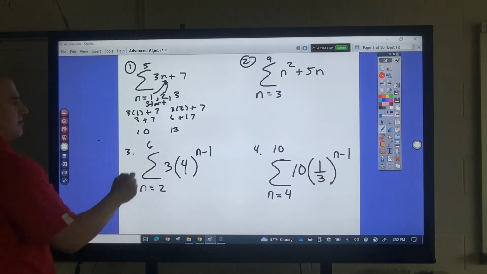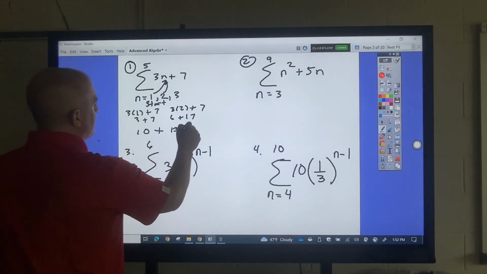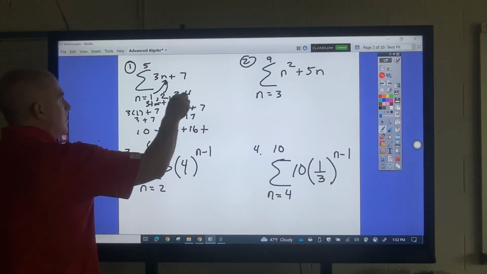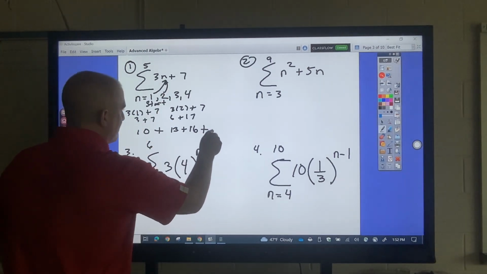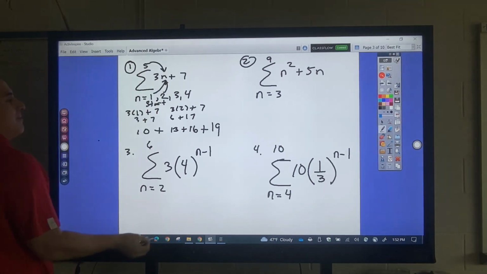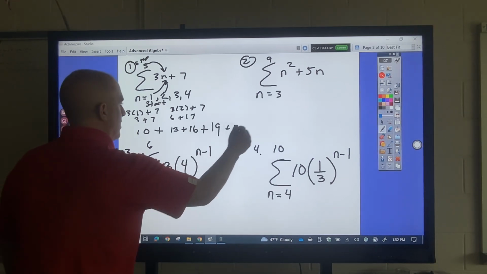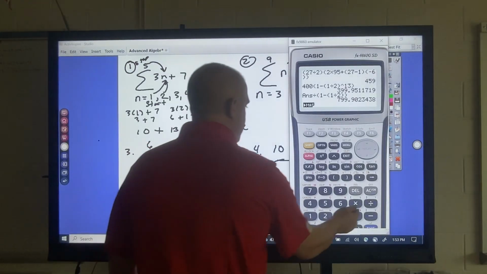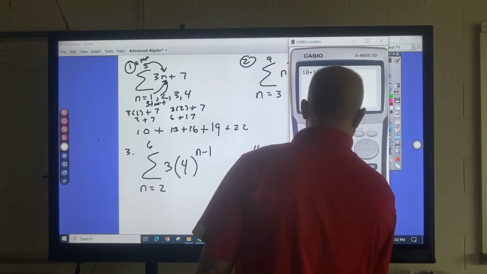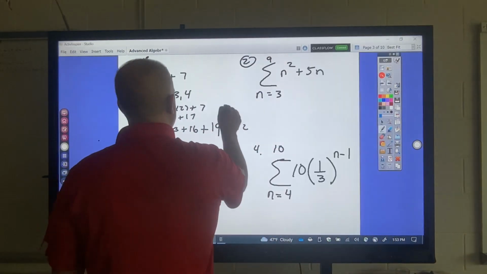Same concept, and along the way I'm adding these together. So 3 times 3 is 9, plus 7 is 16. Then I go to 4. 3 times 4 is 12, plus 7 is 19. And then I go to 5. Now 5, if you notice, is the top number, so this is the stop number. I put 5 in there, that's going to be 22. Then you add all those numbers up: 10 plus 13 plus 16 plus 19 plus 22. And it gives you 80.